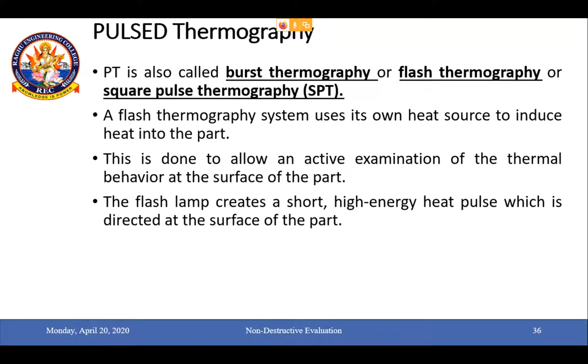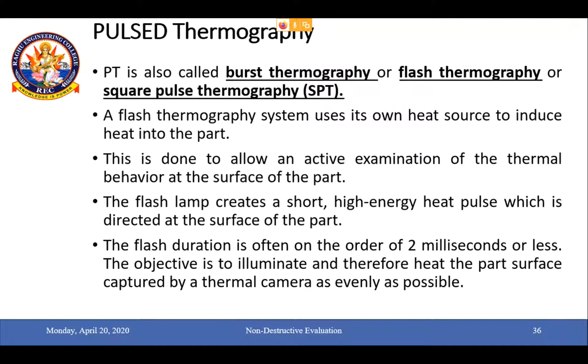The objective is to illuminate and therefore heat the part surface captured by a thermal camera as evenly as possible. Almost this is the same concept that you are going to use in your digital photography. You might have seen people who click photographs for your marriages, functions, and also your portfolios. They will be projecting huge flashes onto the subject which they are going to take. That is because they want to capture an image which is as evenly as possible filled with light. And here for us, it should be filled with heat.